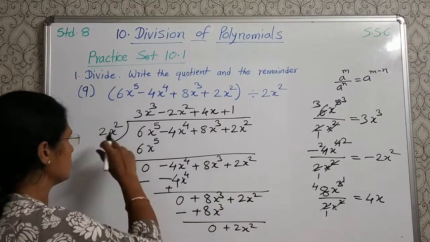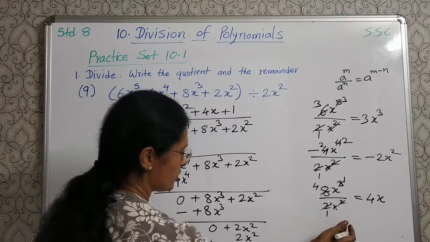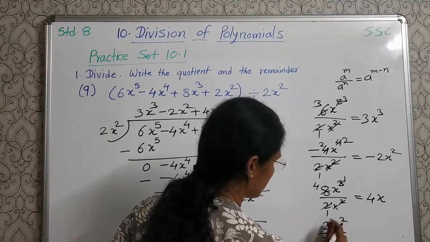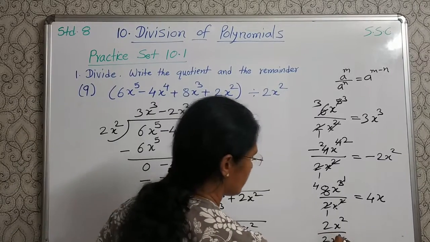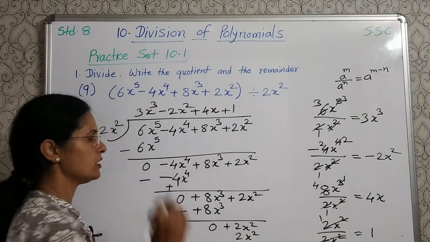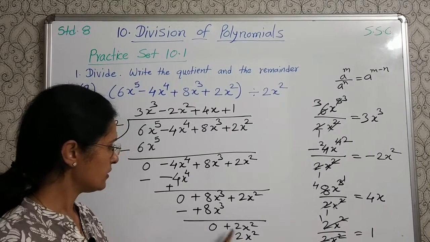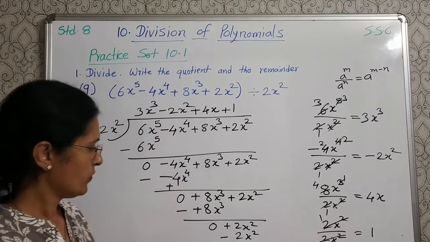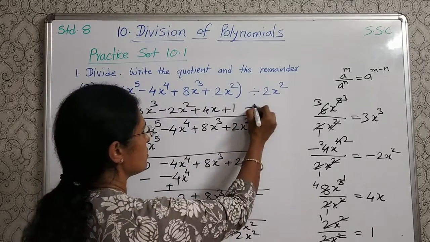It means 2x square into 1, so the quotient will be 1. 2x square into 1 is 2x square. If you want, you can write it here: 2x square divided by 2x square. This was the remainder 2x square, and this is the divisor 2x square. Simplify, this will be 1. So 1 is the quotient, write it here. Now 2x square into 1, 2x square, the product, write it here. Subtract, 2x square minus 2x square is 0. So here this is the remainder and here the quotient.